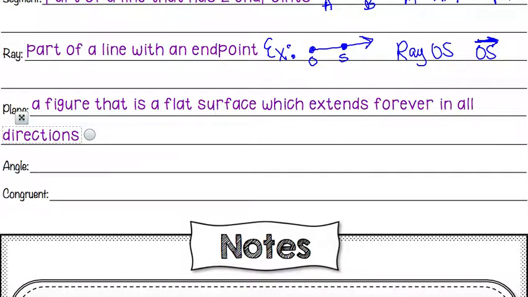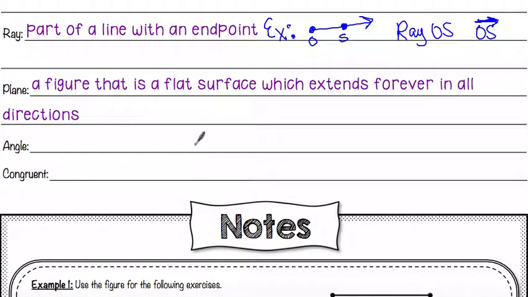I like to compare a plane to a piece of paper. It's not a perfect example, but it's pretty close. The only problem with a piece of paper is that paper does not extend forever in all directions. But imagine that you have a sheet of paper. It's perfectly flat, and imagine that the piece of paper extends forever in all directions.